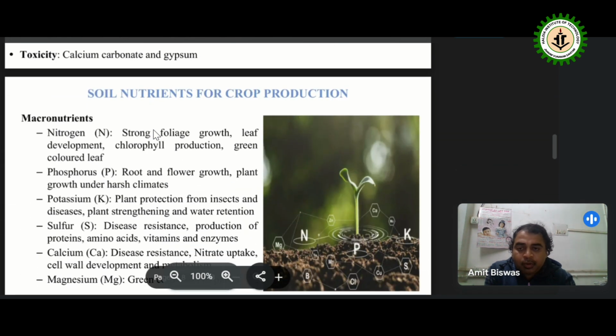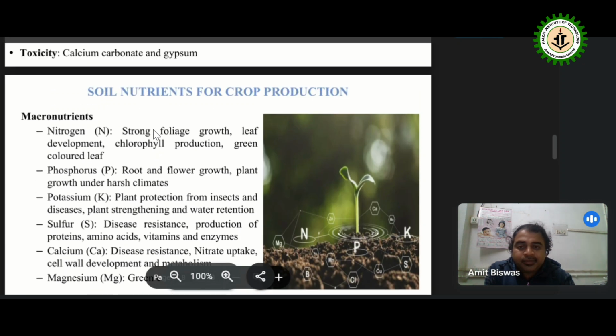Soil nutrients for crop production. So what are the several soil nutrients? One is the macronutrients, that is nitrogen, phosphorus, potassium, sulfur, calcium, magnesium. Nitrogen is required for strong foliage growth, leaf development, chlorophyll production, green colored leaf. Phosphorus is required for root and flower growth, and plant growth under harsh climate. Potassium is required for plant protection from insects and disease, strengthening, and water retention.